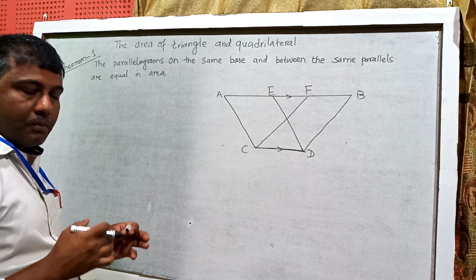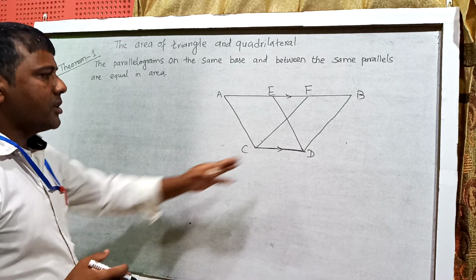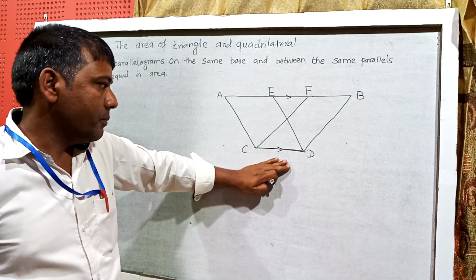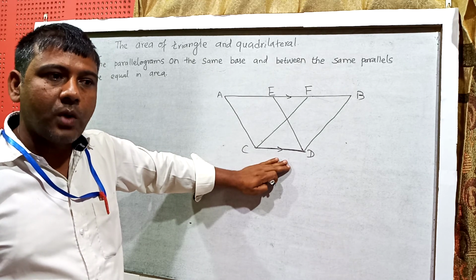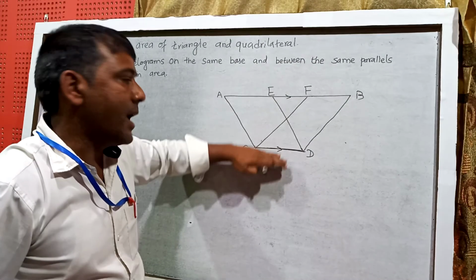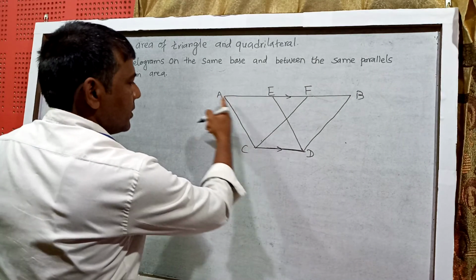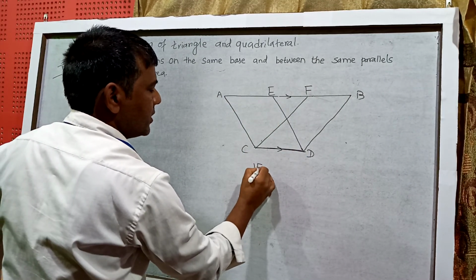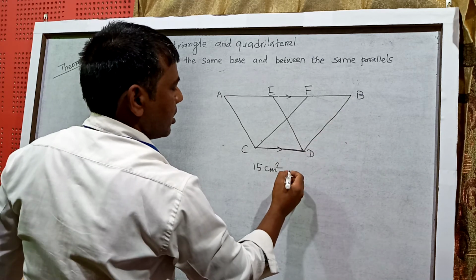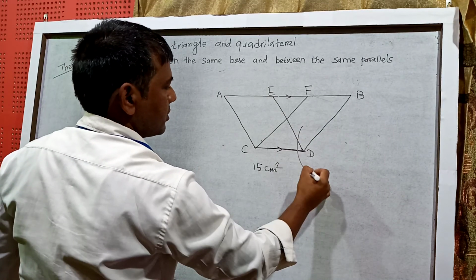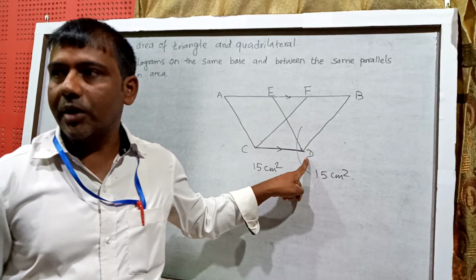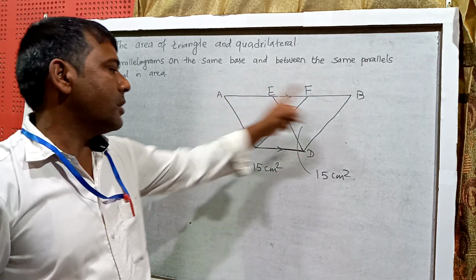The parallelograms which are standing on the same base and between the same parallel lines are equal in area. If the area of this parallelogram ACDE is 15 cm square, then the area of parallelogram FCDB is also 15 cm square, because they are standing on the same base CD and between the same parallel lines AB and CD.